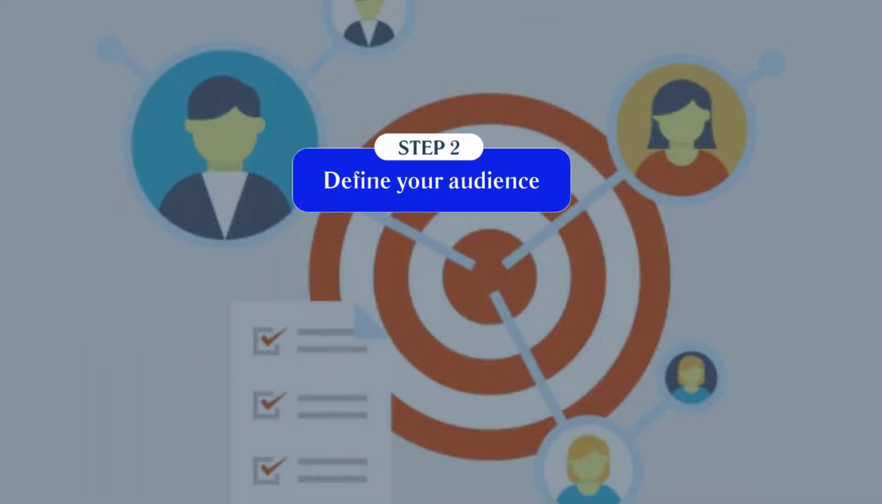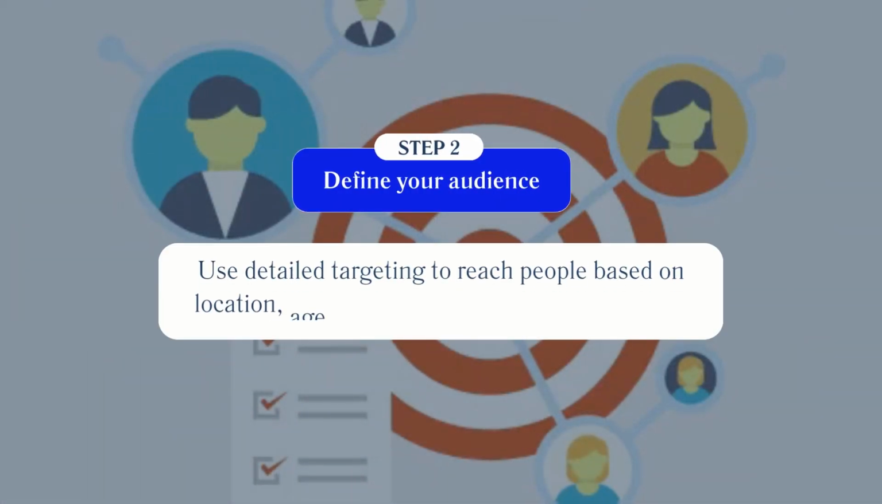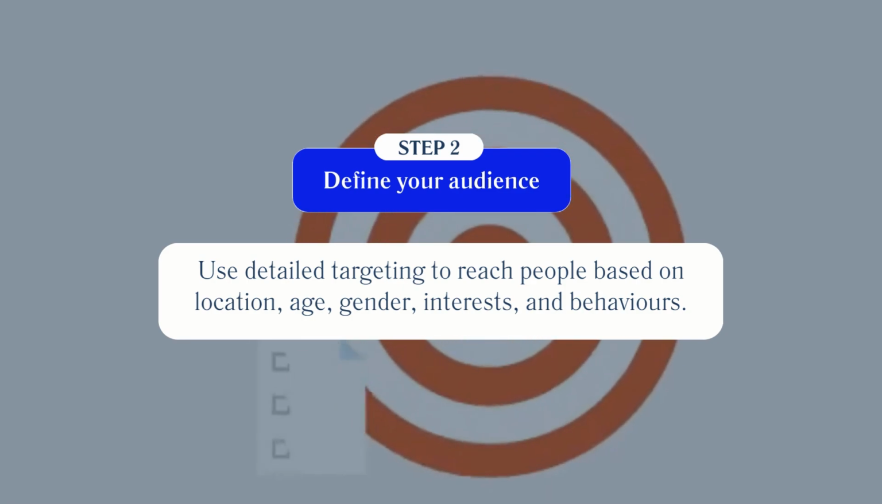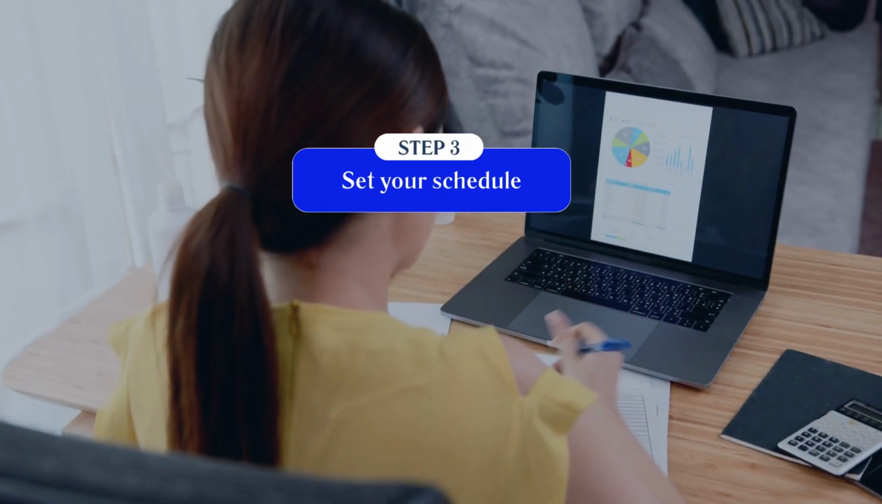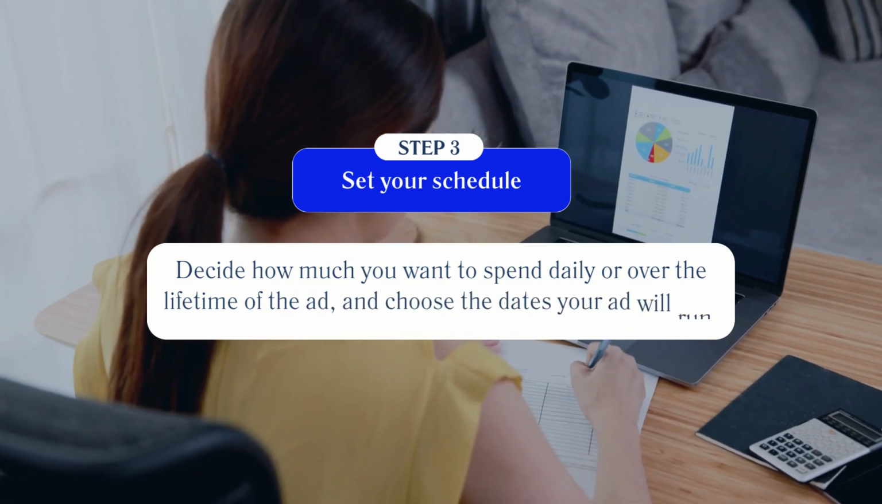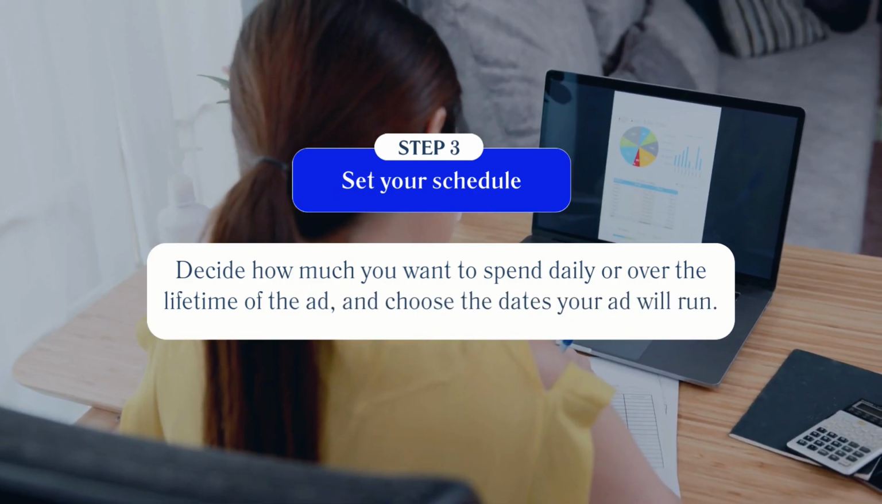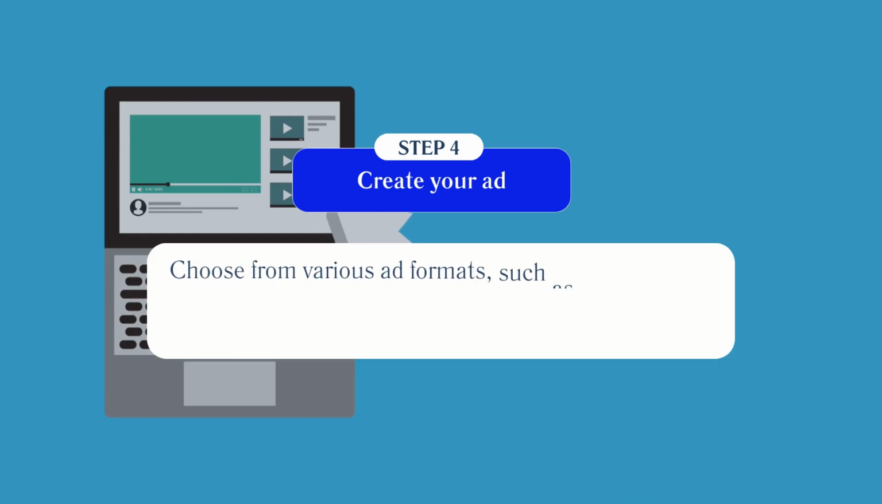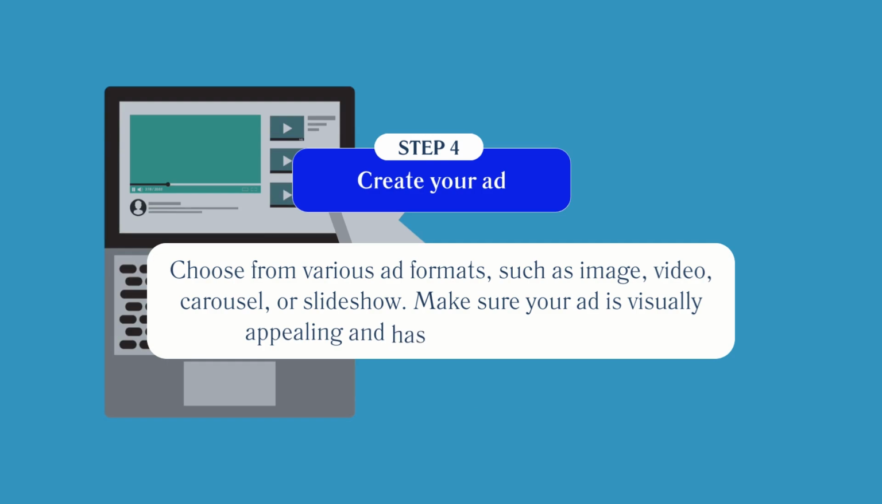Step 2. Define your audience. Use detailed targeting to reach people based on location, age, gender, interests, and behaviors. Step 3. Set your schedule. Decide how much you want to spend daily or over the lifetime of the ad, and choose the dates your ad will run. Step 4. Create your ad. Choose from various ad formats, such as image, video, carousel, or slideshow. Make sure your ad is visually appealing and has a clear call to action.